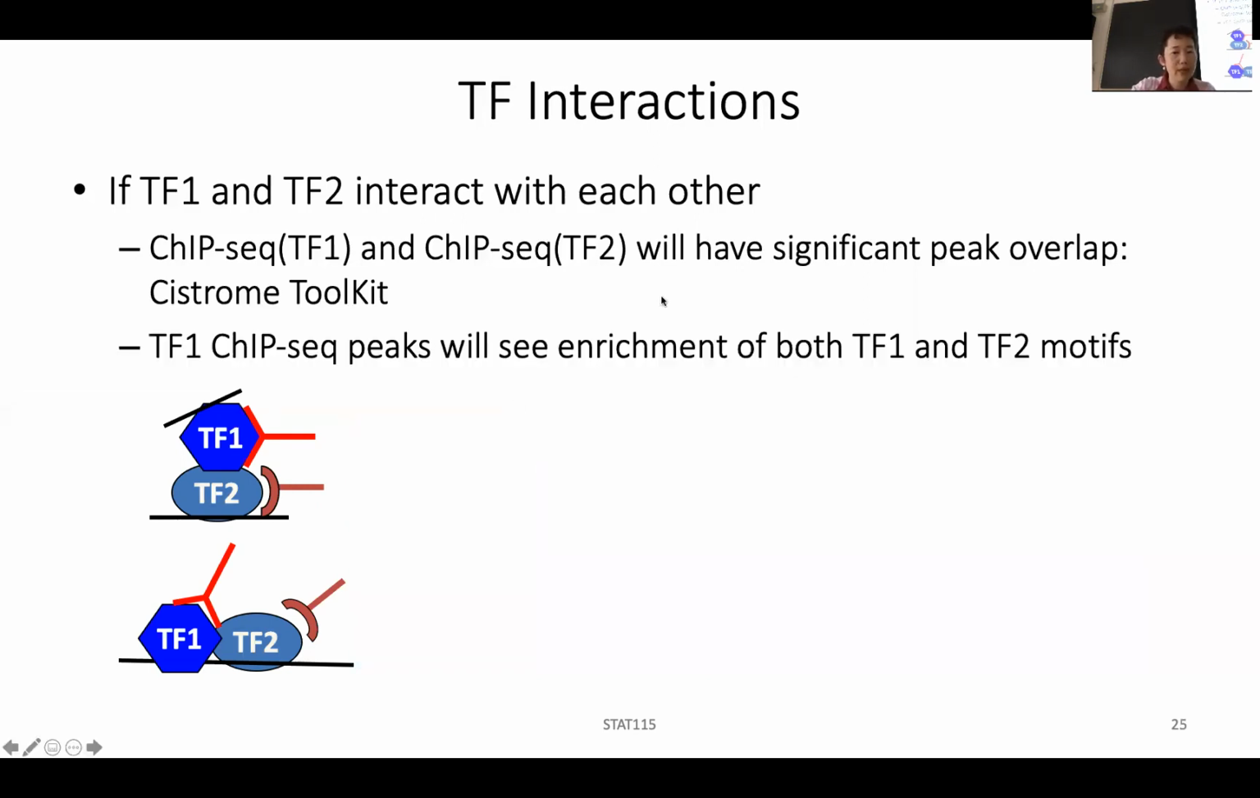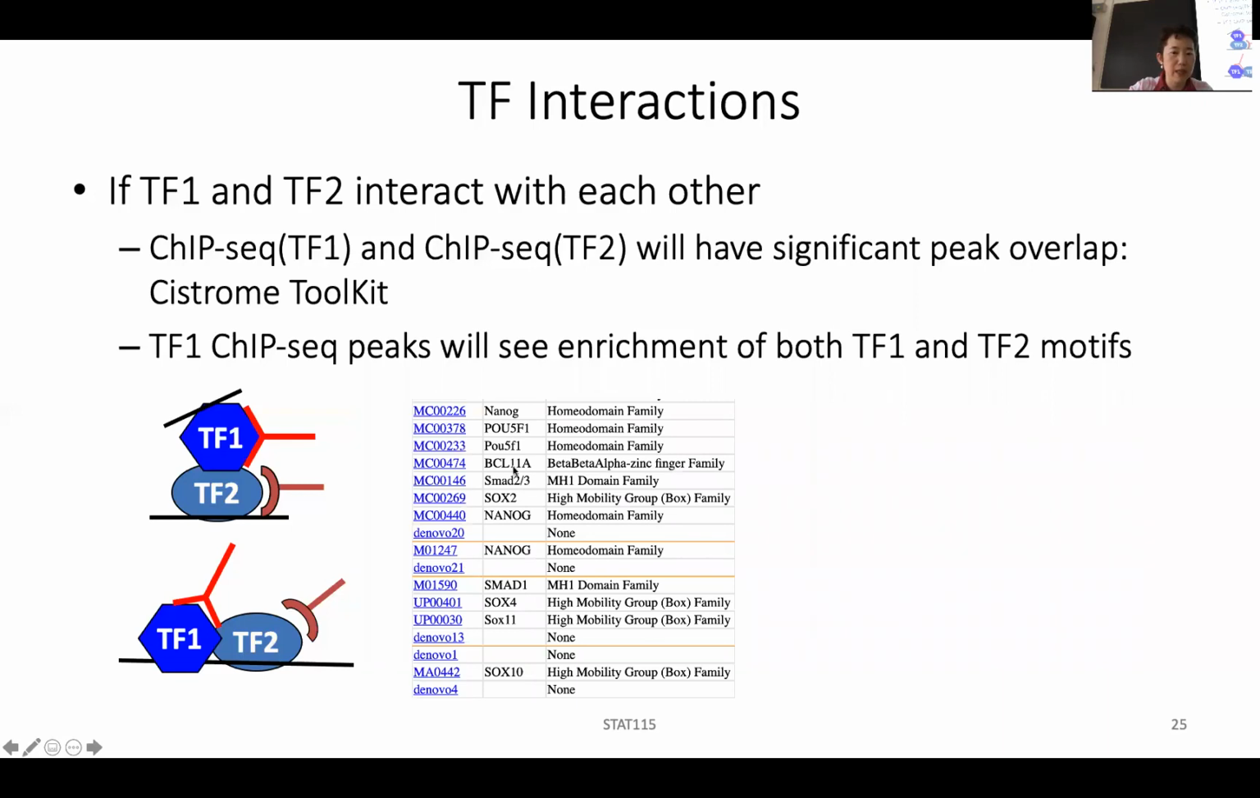You can also look at this directly based on the motif enrichment. So for example, this is actually a NANOG ChIP-seq, you will see that the NANOG motif is here, but you also see the SOX motif in here that are enriched, right? So you can see it's SOX4, SOX11, and SOX10. They are all actually SOX motifs because they're the same family members, right? So you know that the NANOG family of transcription factors and the SOX transcription factors, they interact with each other.